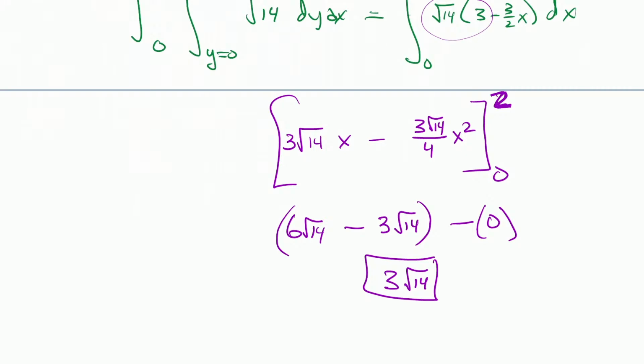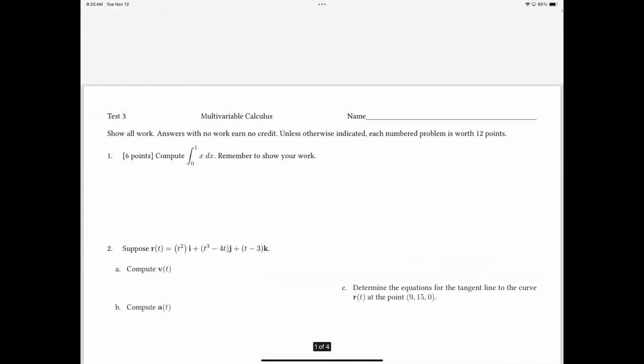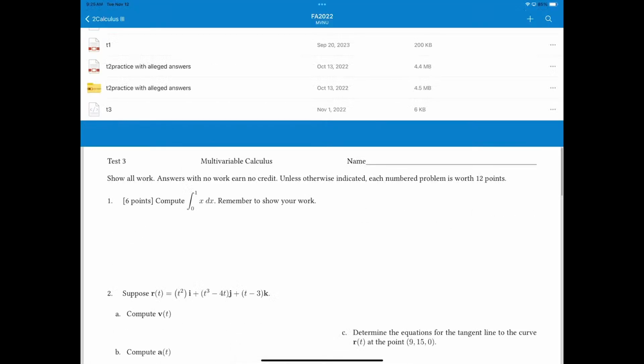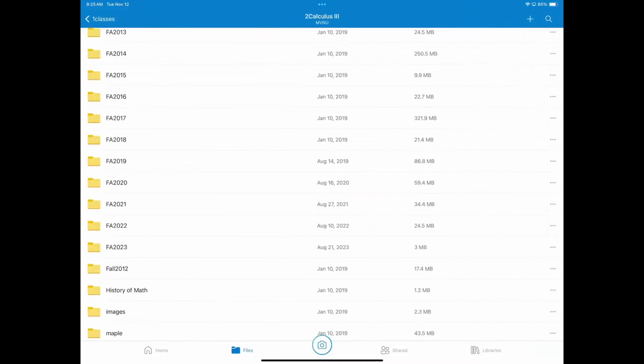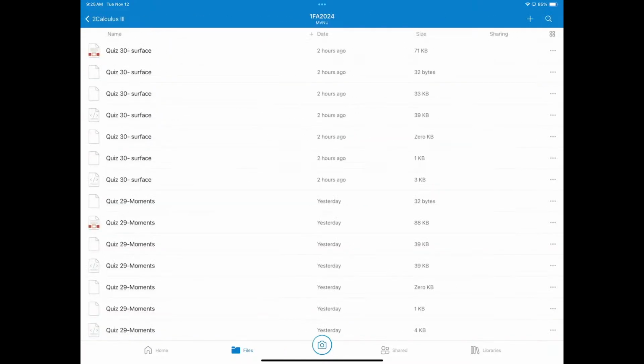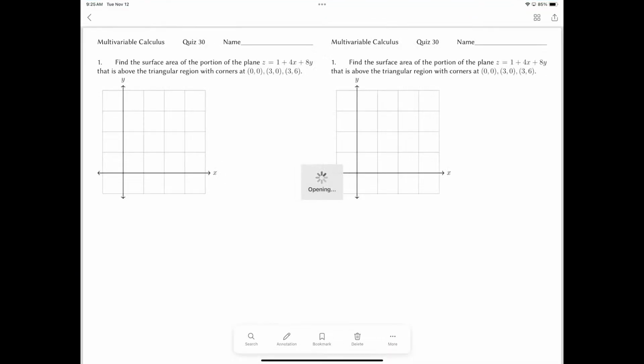Alright, I guess I better put this up on the screen too. Surface area. There it is.